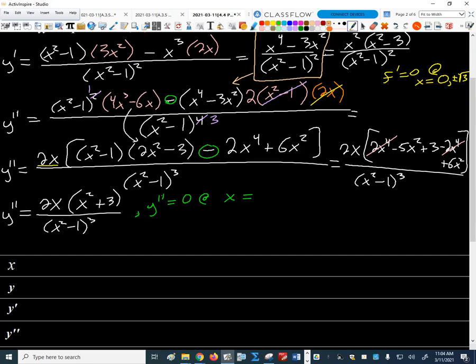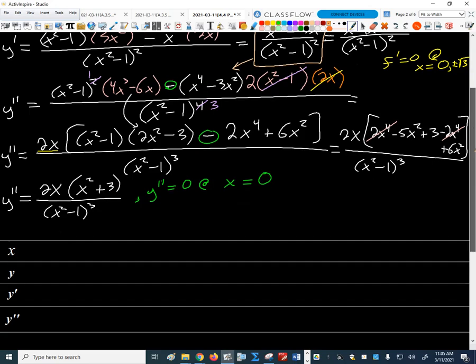Again, where is that second derivative equal to 0? Okay, good, just 0, because x² plus 3 is not equal to 0 for any real number. There are no real zeros of that factor, right? We're looking for real zeros. So we just get 0. So now we can start making our table.